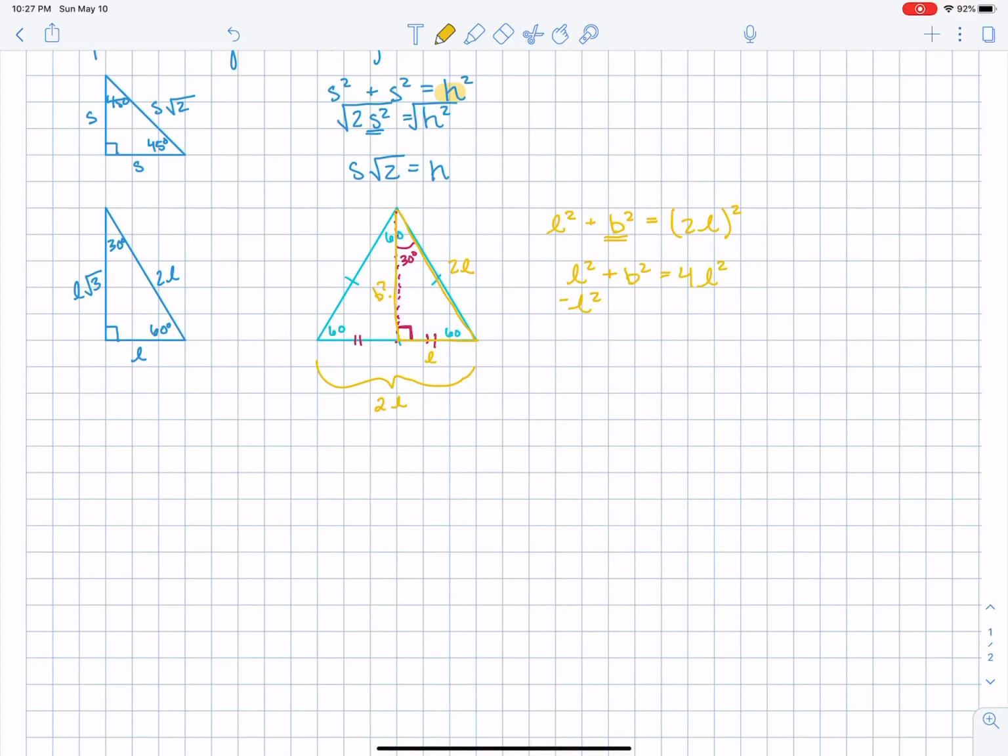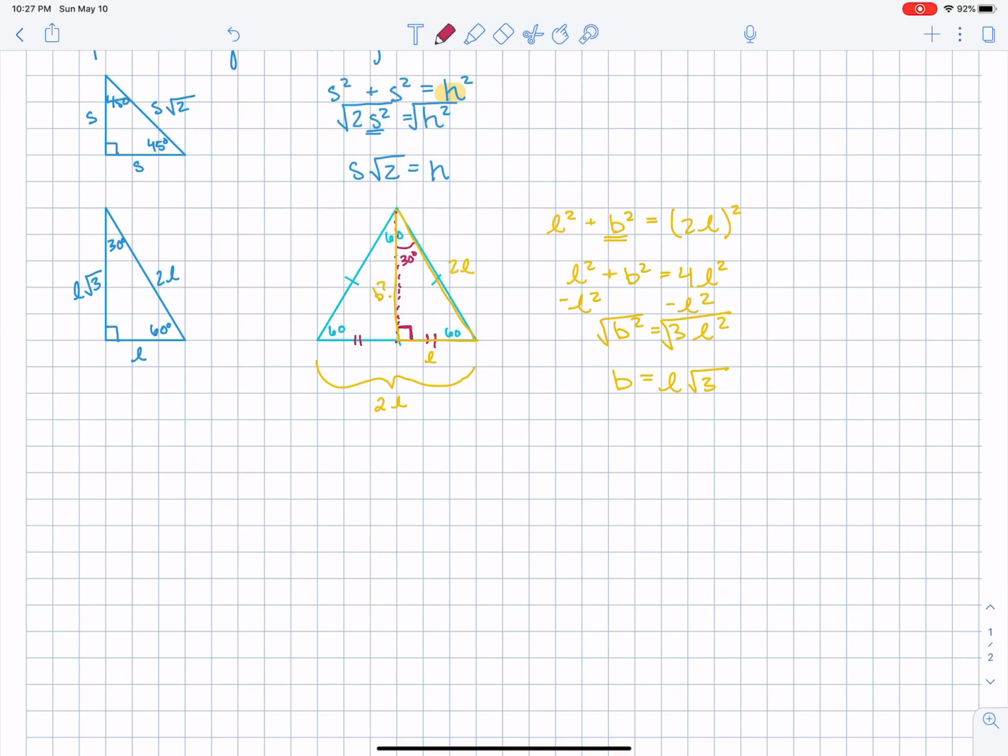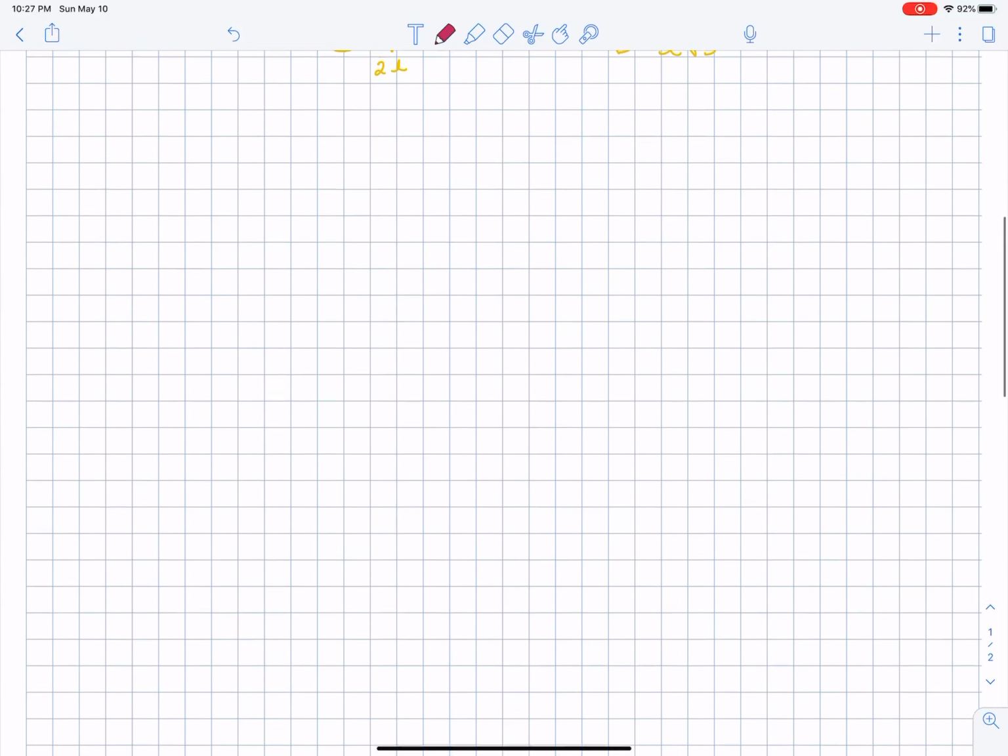Take away L squared from both sides. B squared is equal to 3L squared. And again, you radical geniuses, B, or our long side, is equal to your short side times root 3, and you just proved your second special right. So if this is review or if it's not, let's use it right now and work through some examples.